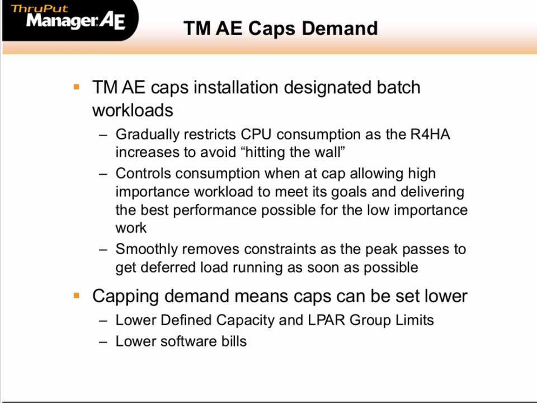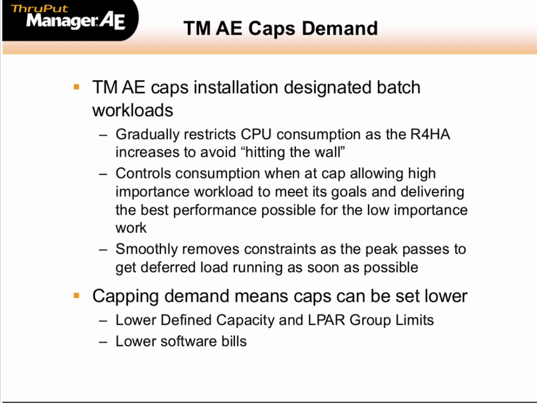Then, while soft capping is occurring, TMAE continues to constrain the lower priority batch workloads to the maximum extent specified by the installation, reducing the overall CPU demand in each affected LPAR. This leaves more cycles available for high priority workloads such as online, even if the high and low priority work are on different LPARs.